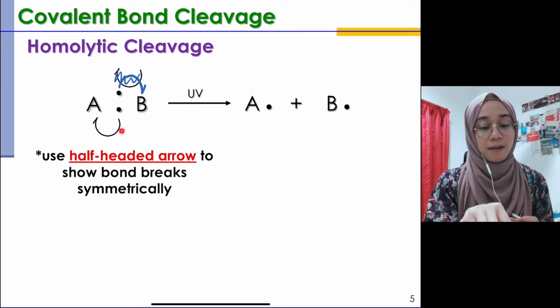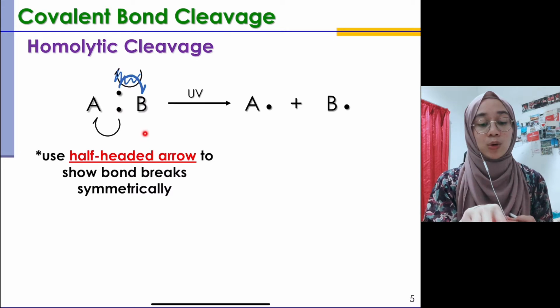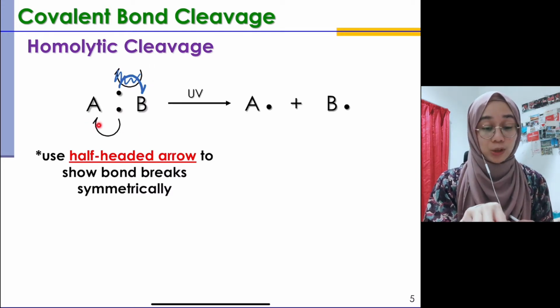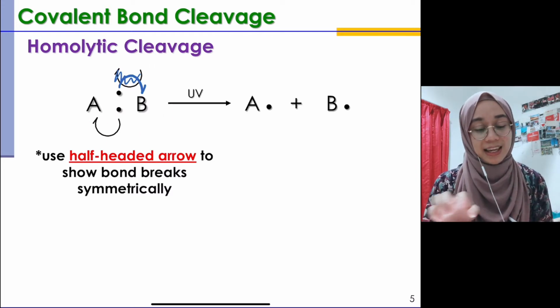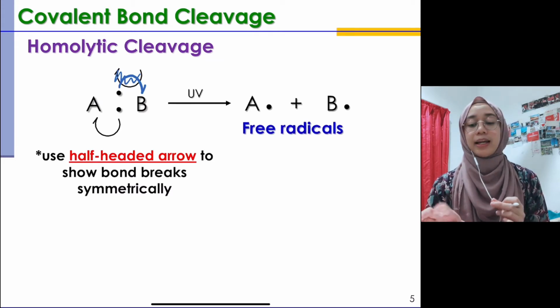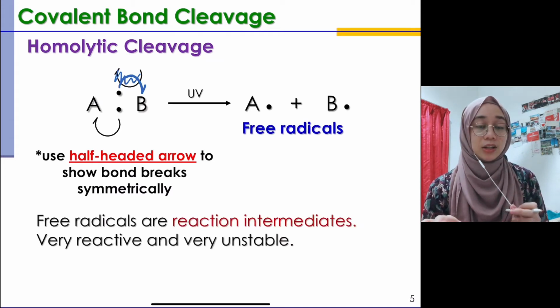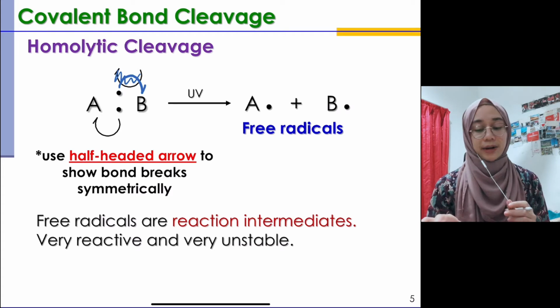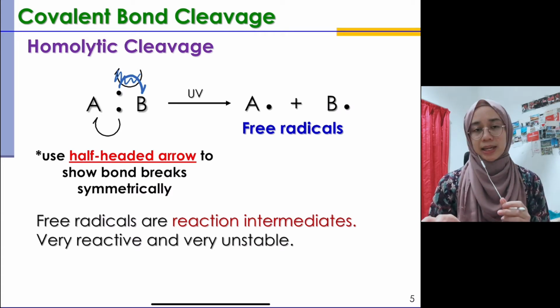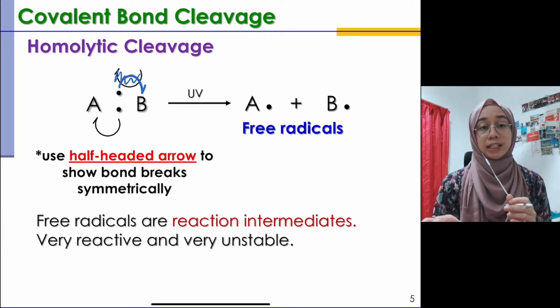So bila ada dua half-headed arrow ni, bermaksud ada dua lah pergerakan elektron tu. So satu pergi A, satu pergi kepada B. Okay, so yang tu tadi panggil sebagai free radicals. So free radicals, they are reaction intermediates. Nanti Miss explain apa yang dimaksudkan dengan reaction intermediates ni.